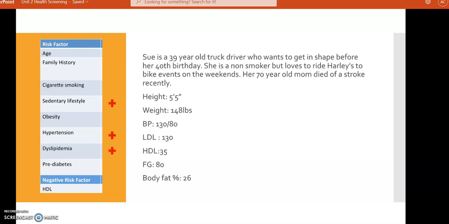This person, whether you use the decision tree or use this, would have the same result, medical clearance. But if you had 3 risk factors up here, age, family history, and sedentary, we don't have any evidence that she actually has disease from those 3 categories, yet in the old method, we would have sent them to the doctor.